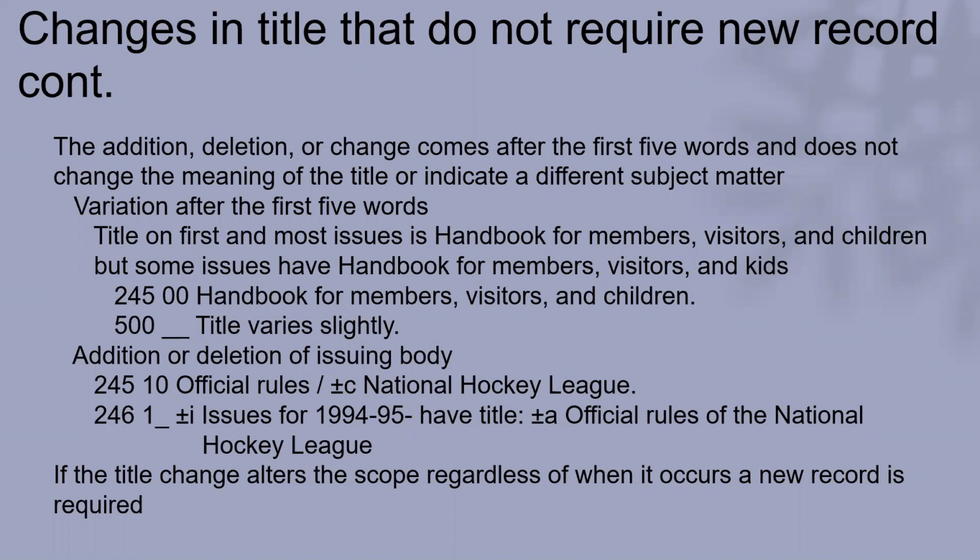In the first example, Handbooks for Members, Visitors, and Kids, with the title changed to Handbook for Members, Visitors, and Children. Kids is the 6th word in the title. There is no initial article, so this does not qualify as a title change since the scope of the serial has not changed. Therefore, adding a note for title varies simply, or title varies slightly, is sufficient.